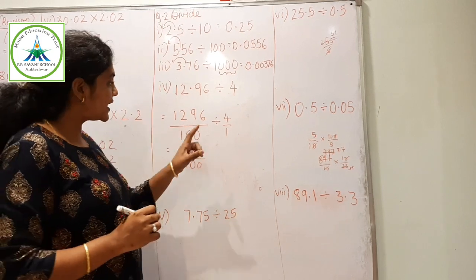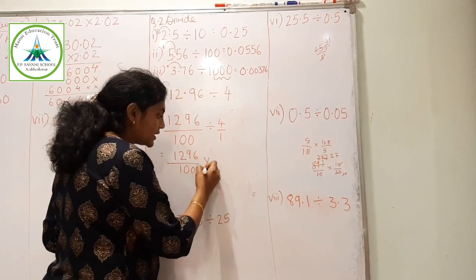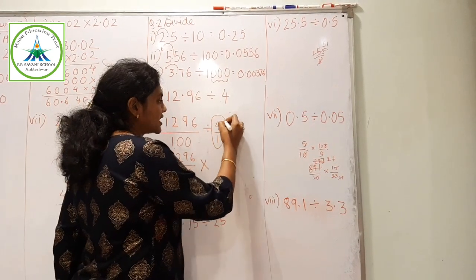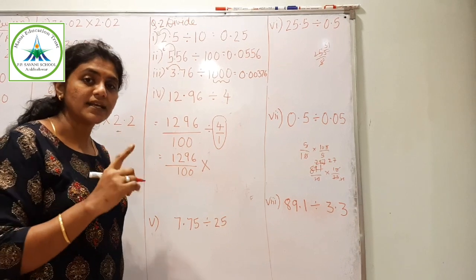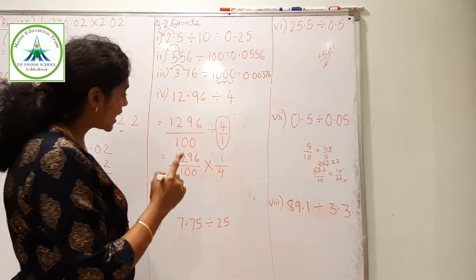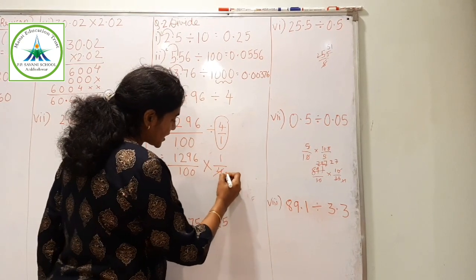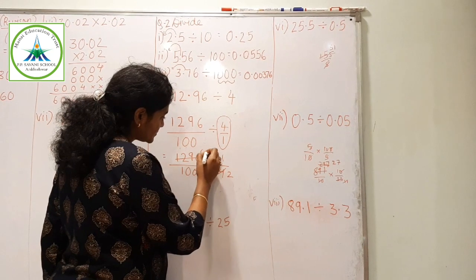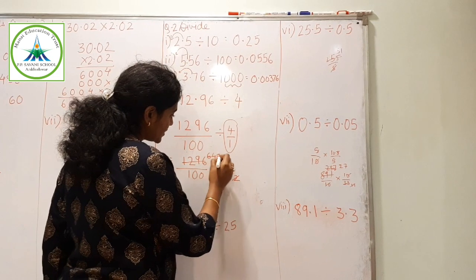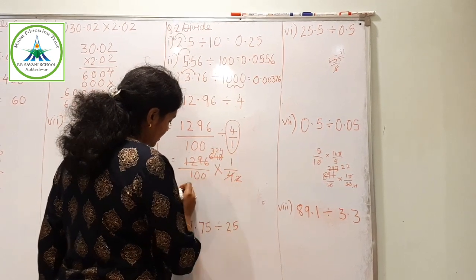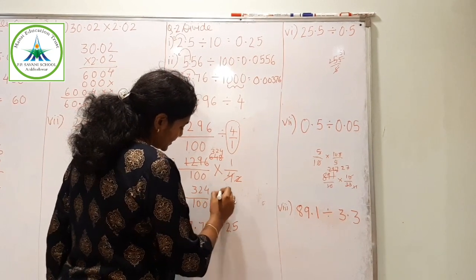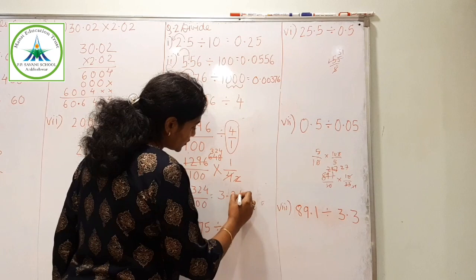This we have learned: the division sign will be replaced by a multiplication sign, and the second fraction will be the reciprocal. So this will become 1 by 4. Now just cut it. Yes, this is 3, 2, 4. So this is 324 divided by 100. This becomes 3.24.